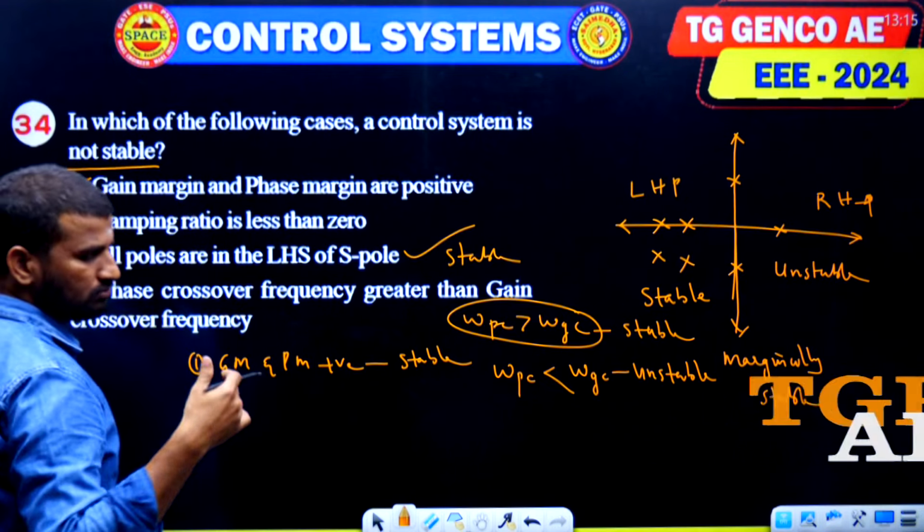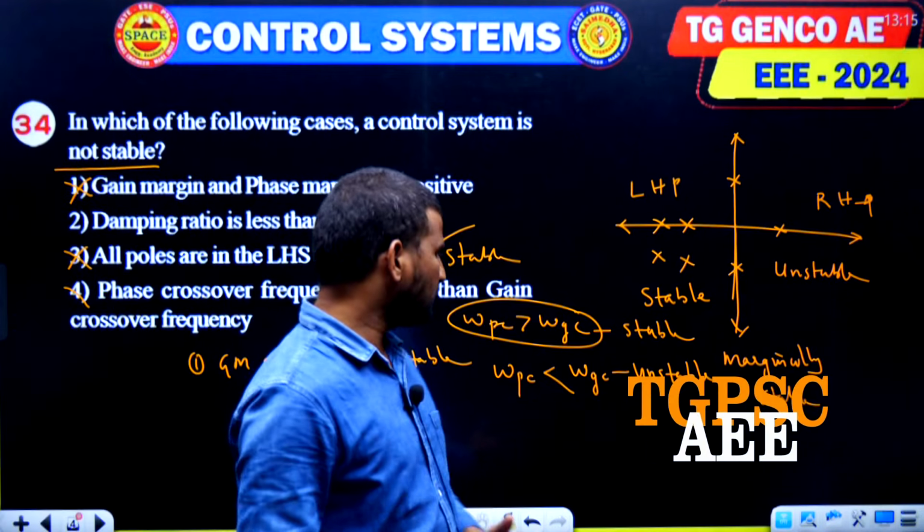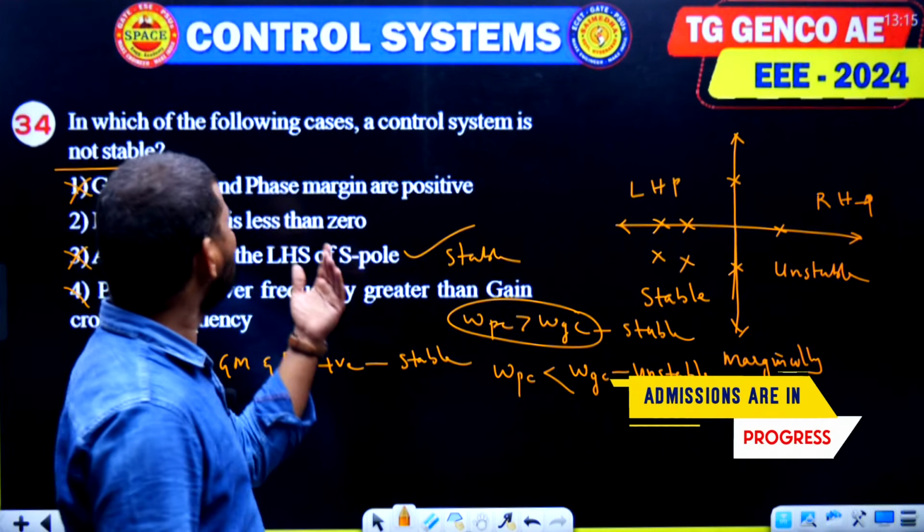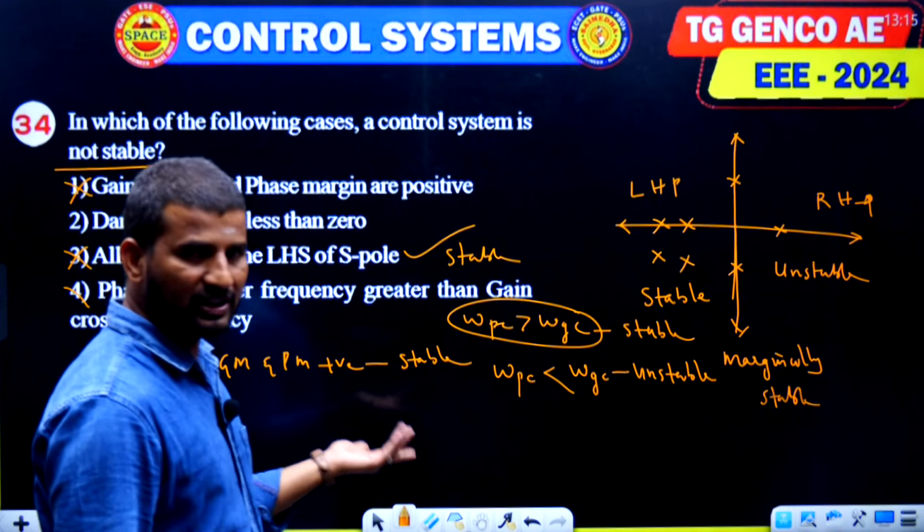Anyway, we are going to verify and prove that damping ratio less than 0 is one of the not stable conditions with respect to the question.